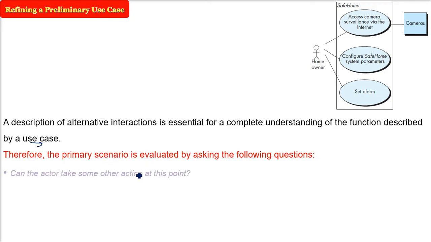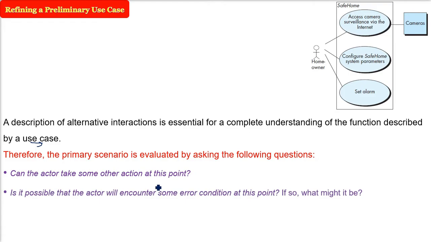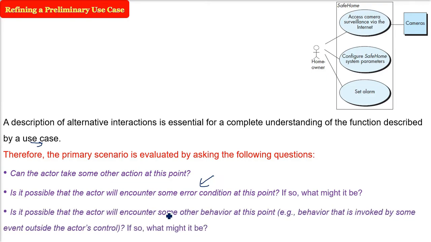Now the interaction alternatives. Can the actor take some other action at this point? Is it possible that the actor will encounter some error condition at this point? If yes, what might it be? Is it possible that the actor will encounter some other behavior at this point? That is, some outside event, some trigger which is beyond the control of the actor. What will happen? What will be the behavior? If it is true, what might it be?